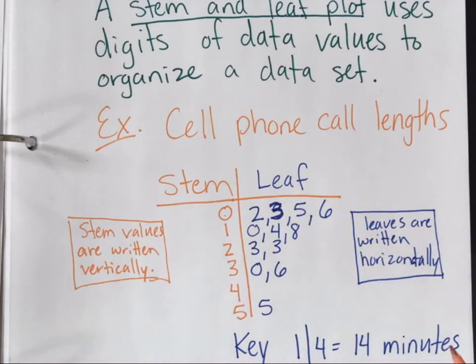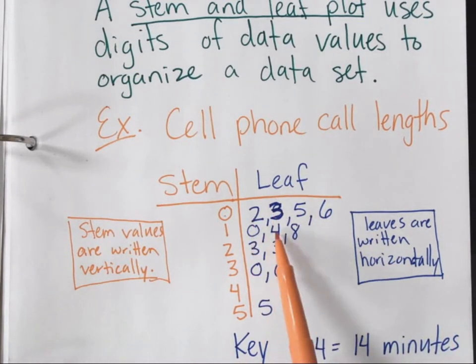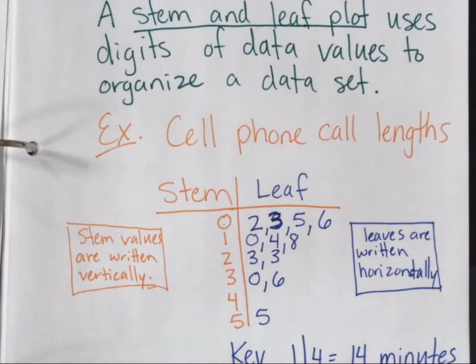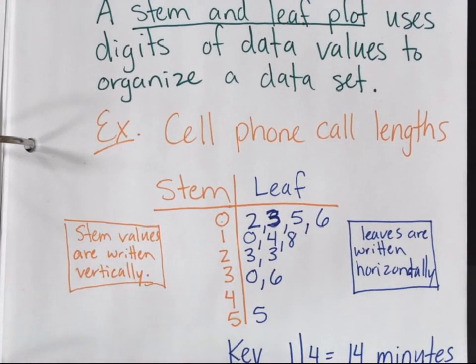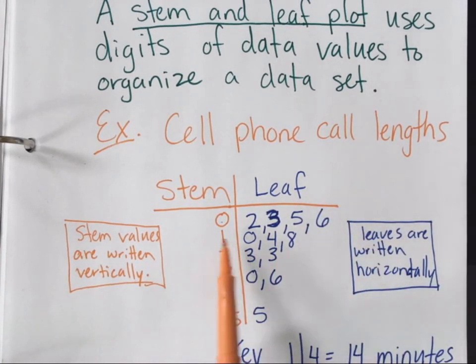Okay, so how many pieces of data do we actually have in this data set? Well, we have 1, 2, 3, 4, 5, 6, 7, 8, 9, 10, 11, 12. You can always count up on the leaf side. That will always tell you how many pieces of data that you have. Just make sure that you understand that the data is not just these numbers on their own. They are always combined with their tens place value.